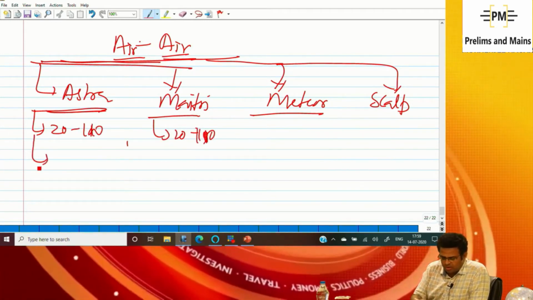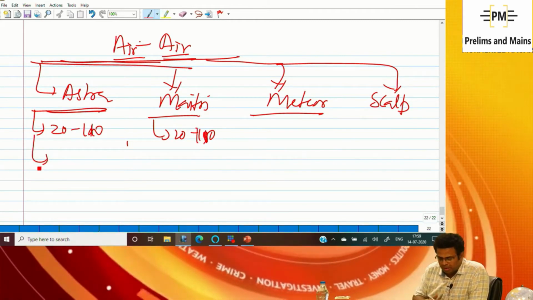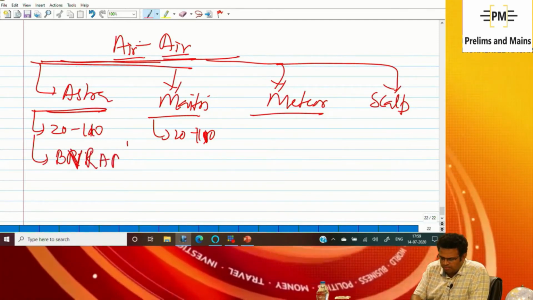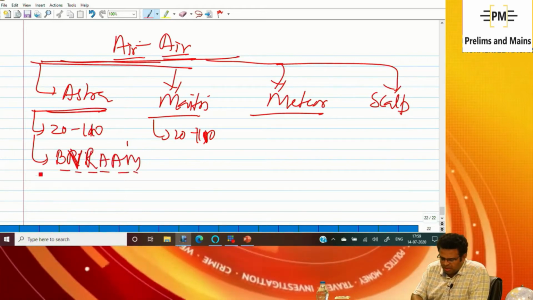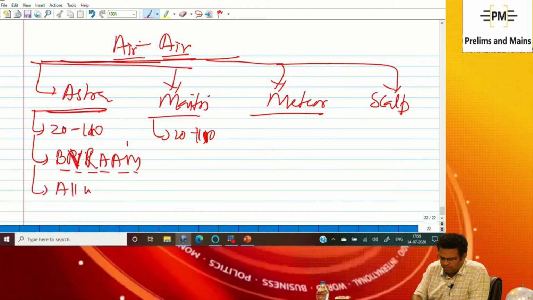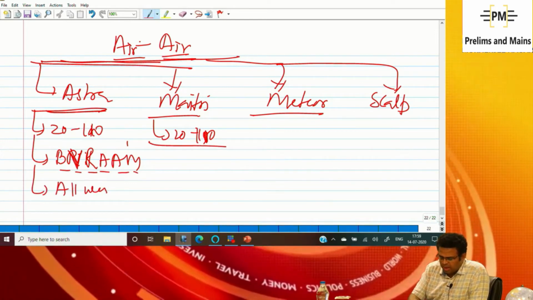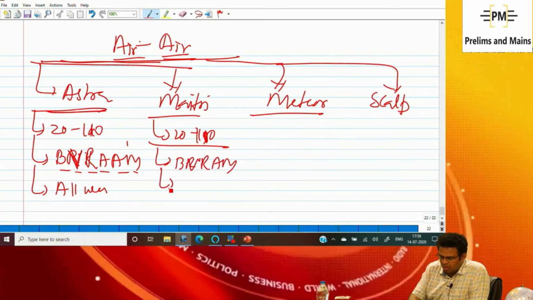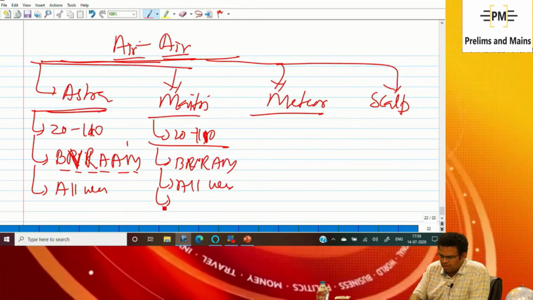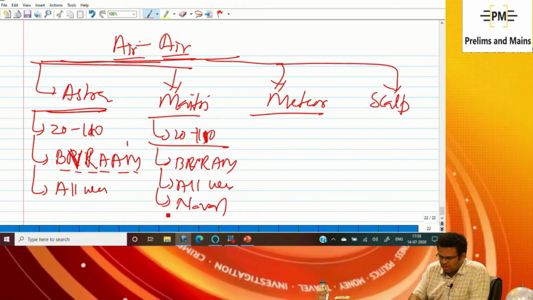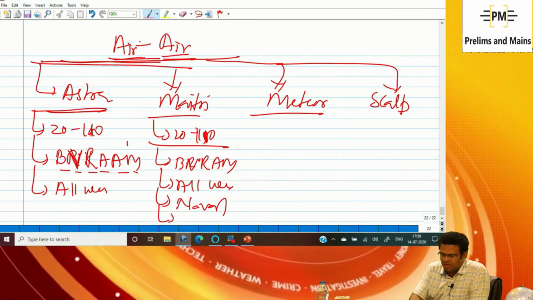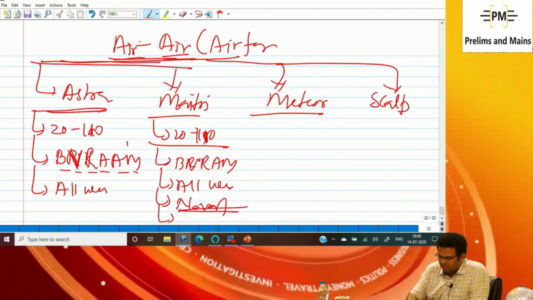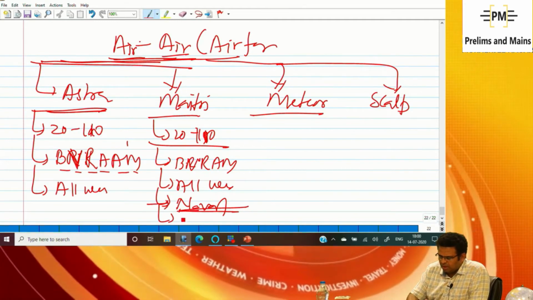And thereafter, once or twice if you revise, revision makes your content better. It is BVRAAM, which means beyond visual range air-to-air missile, and it is all weather. Maitri is also BVRAAM, all weather, and at the same time it is also in the naval version. Astra is air to air, meaning air force, but Maitri is a naval version also, and we also have a land version, meaning army.